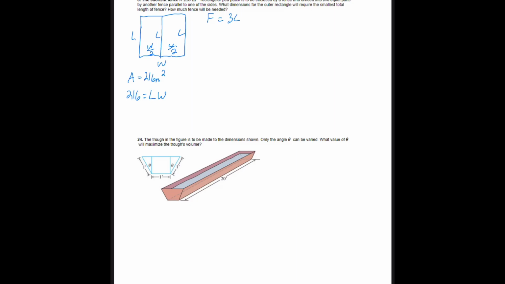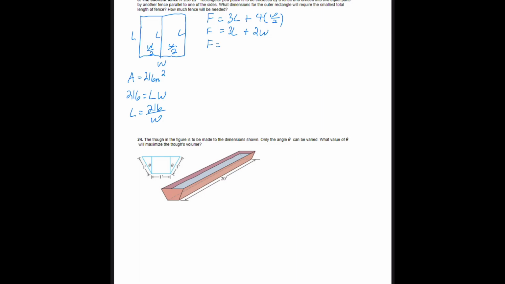So the total length of fence that we need is what we're looking for. The total amount of fence is all the sides added together. So that would be 3 L's plus 4 W over 2's, which is 3L plus 2W. And now we can substitute in for either of these two variables using the area formula we have down here at the bottom.